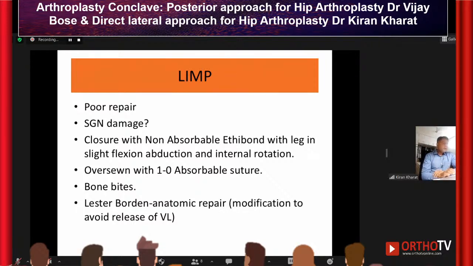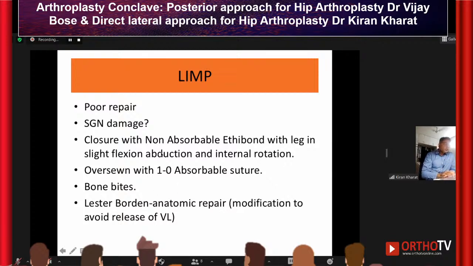So the common criticism is that the patient limps, but I beg to disagree. If you do a proper repair, if you don't damage the superior gluteal nerve, this won't happen. And in my practice of more than 25, 30 years, I've hardly seen this complication. You can use non-absorbable Ethibond, and the assistant should abduct, flex, and slightly internally rotate to remove the tension.